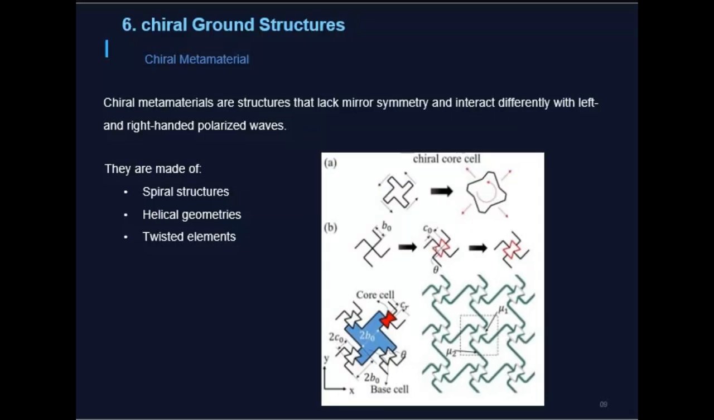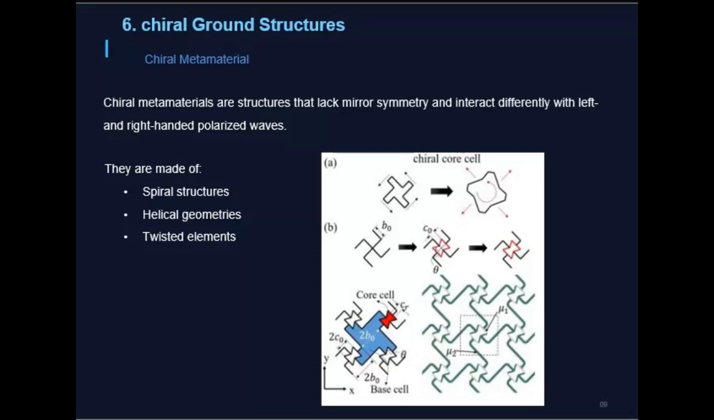There is one more name, that is artificial magnetic conductor. They are specially engineered surfaces that reflect electromagnetic waves without phase reversal. It means there is no reversal of the phase, or we can say the value of reflection phase will be equal to 0. So they behave like an ideal magnetic conductor over a certain frequency band.